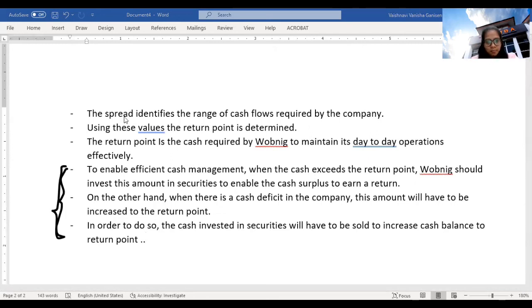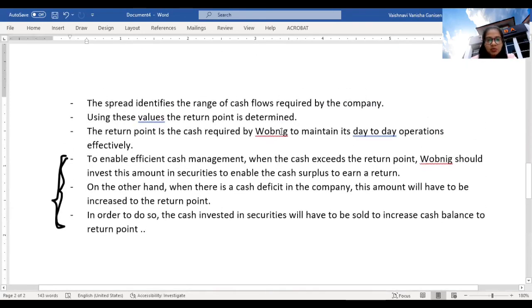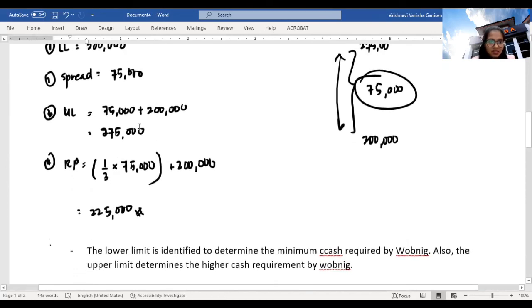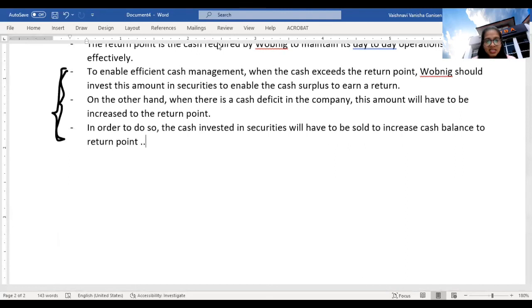All right. If you want to know what you can even do, you can even identify what is the cash amount that can be invested and what is the cash amount that you need to sell. All right. So example, okay, return point is 225, upper limit is 275. So the amount that can be invested is anything more than the return point, which is 275 minus 225. So the amount invested will be 50,000.